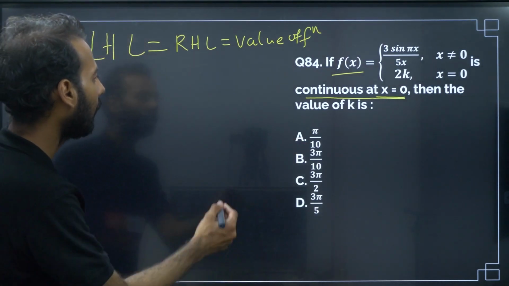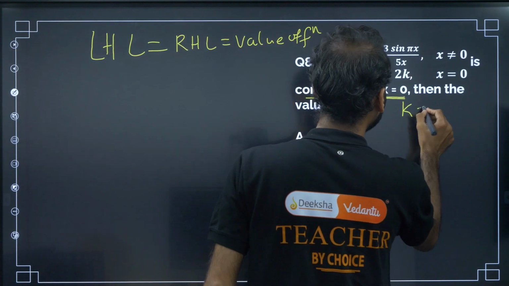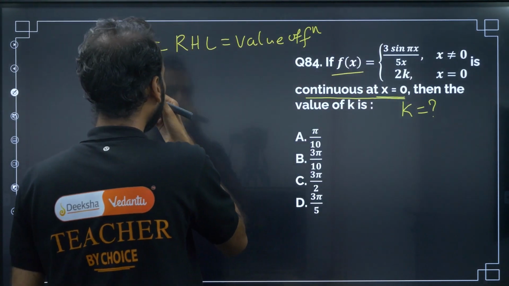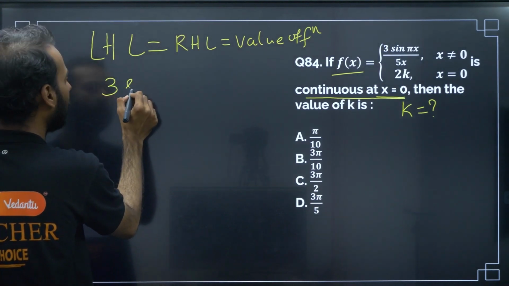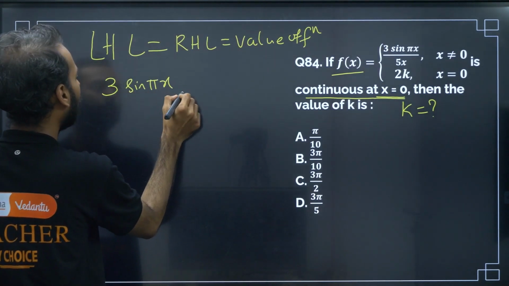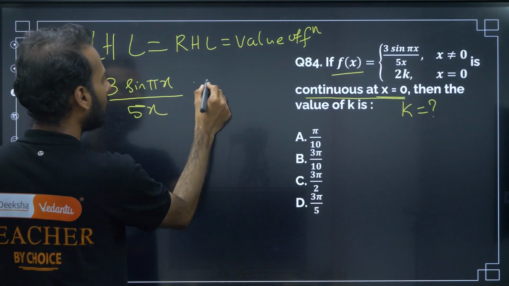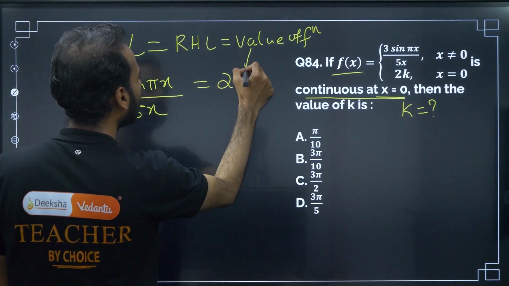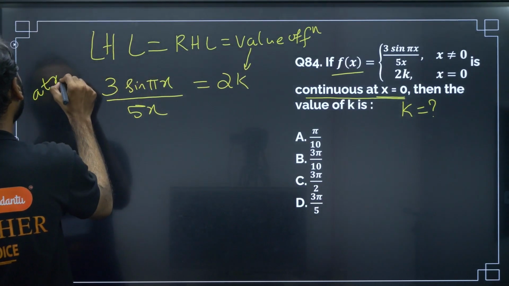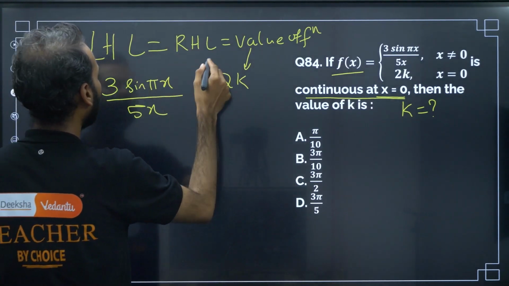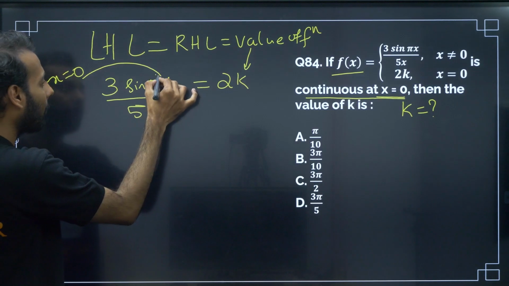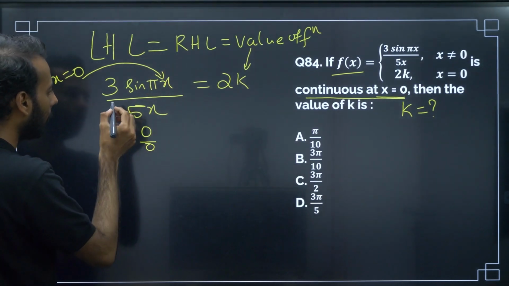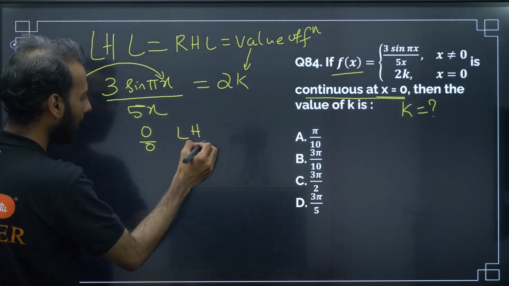So they are asking to find the value of k. If I am talking about left hand limit and right hand limit, then that is 3 sin pi x divided by 5x. We are talking about at x equal to 0, this is the LHL and RHL we have to find, and the value of the function is fixed. So at x equal to 0, if I place 0, this becomes 0 by 0. Whenever 0 by 0, go for L'Hospital.